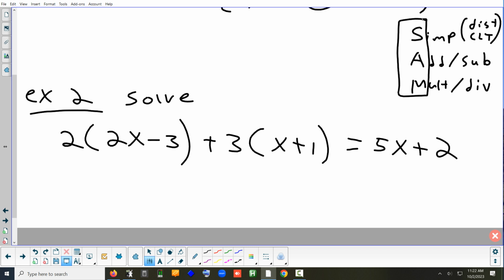Some people mix that up with PEMDAS. PEMDAS is not for solving equations. PEMDAS is for doing arithmetic. This is not arithmetic. This is algebra.